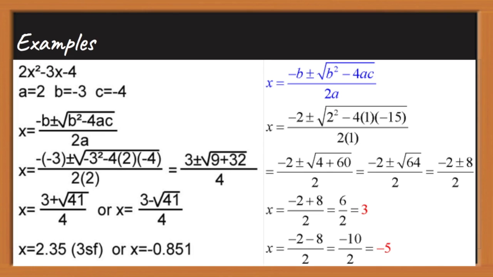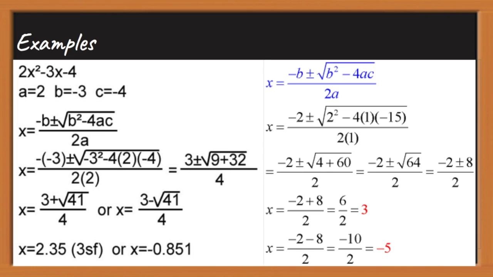In the next example, the equation is x squared plus 2x minus 15. The a is 1, b is 2, and c is minus 15. Like we did in the last example, we just need to plug them in their place. If we plug them in, we will get minus 2 plus or minus the square root of 2 squared minus 4 times 1 times minus 15, over 2 times 1.